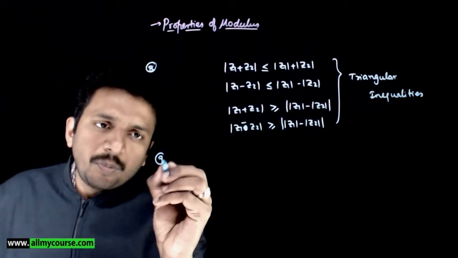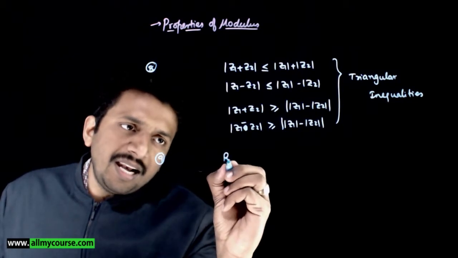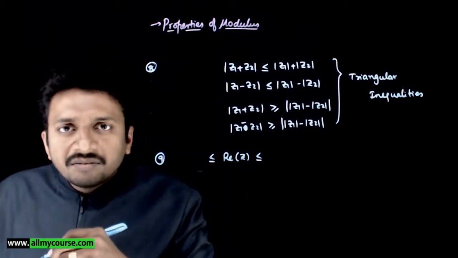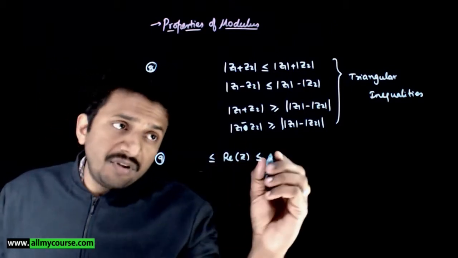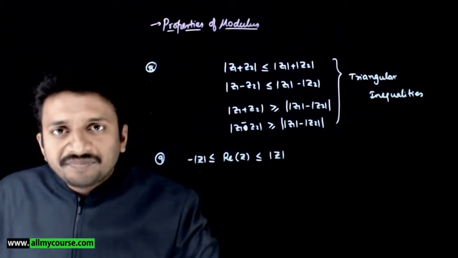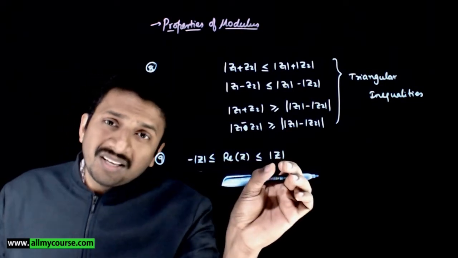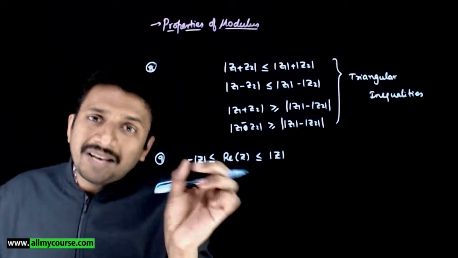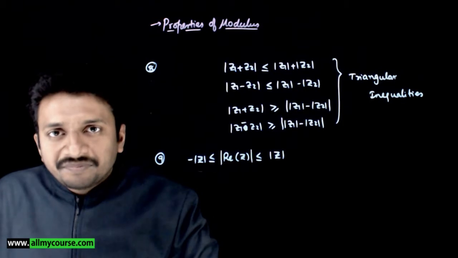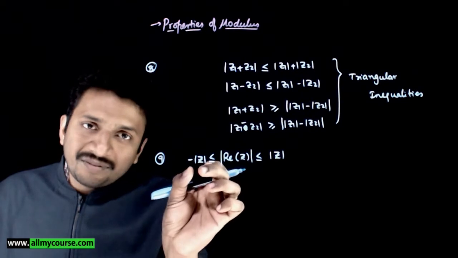The next property, which also consists of inequalities, is that the real part of Z will always lie between mod Z and minus mod Z. The real part is nothing but x, which will always lie between square root of x square plus y square and minus square root of x square plus y square. I can also write it as mod of real part of Z.